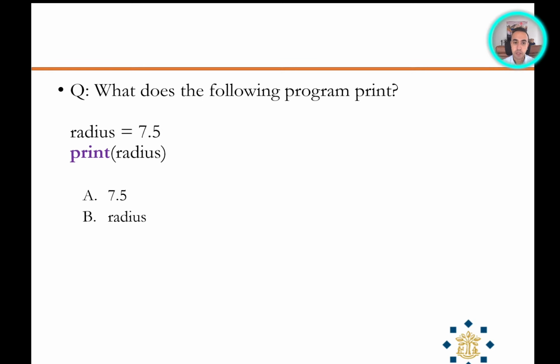Another similar question: what does the following program print? So now we have radius equals 7.5, and then we printed radius. So now the answer is A, right? Because now what we print, we don't have the double quotations. So here radius is just the name of the variable that stores the value 7.5. So that's why we print 7.5, not radius as a text.